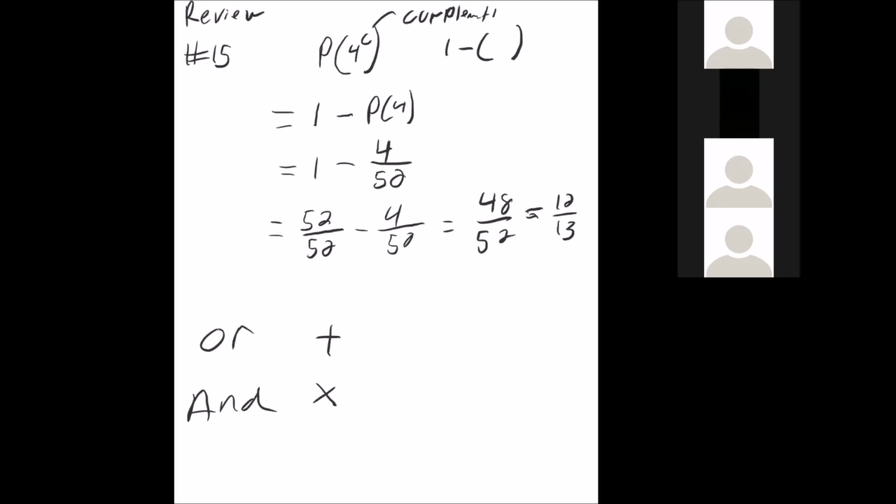So even when it comes to like those little union symbol thingies? Yeah, so you have to know the difference between those two. So like or would be the U, and then and would be the upside down and type thing. Yes. Okay. Did that help any, guys? Yeah.